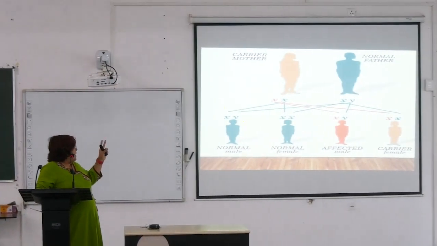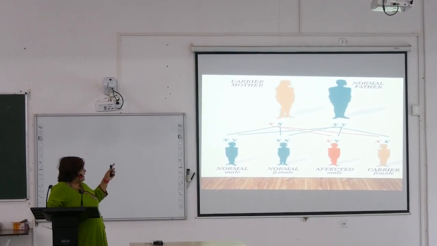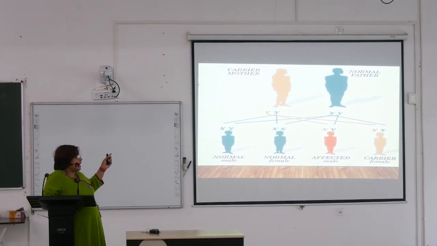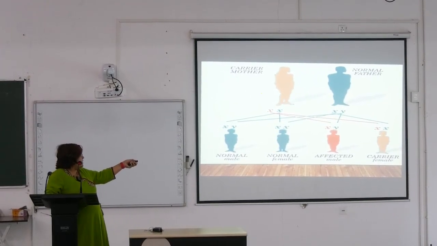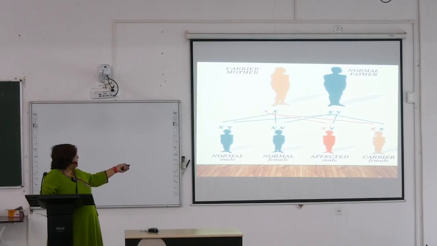So here is a diagram showing how hemophilia is transmitted. The mother is a female carrier and the father is a normal person. The mother is the carrier, so she has two X chromosomes. One X chromosome has the hemophilic gene and the other X chromosome is normal. In the normal father there is only one X chromosome, which is normal, and a Y chromosome.